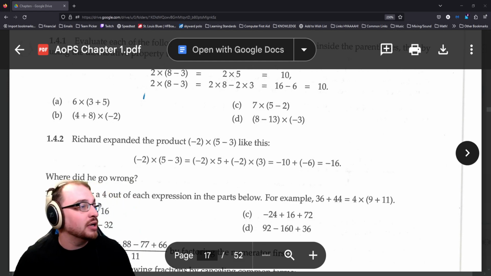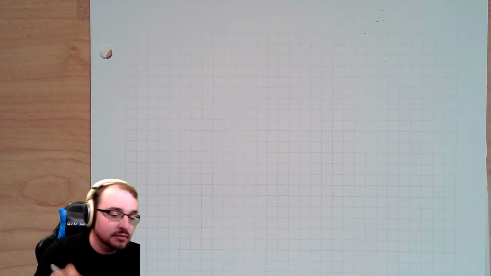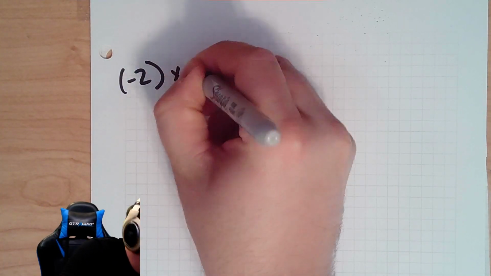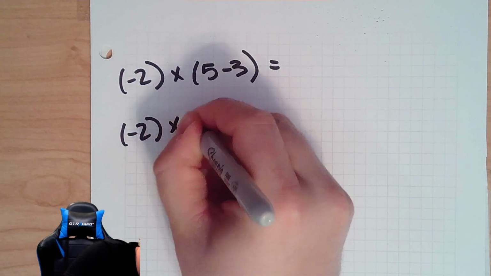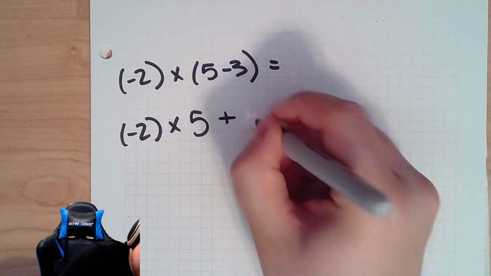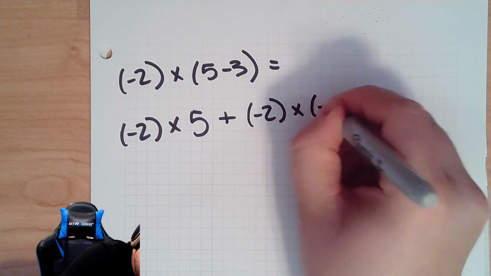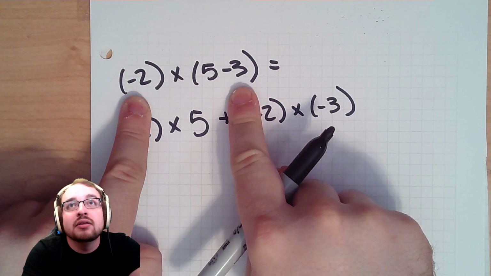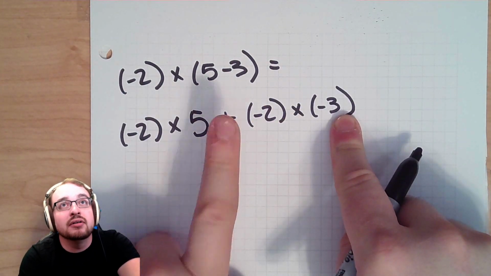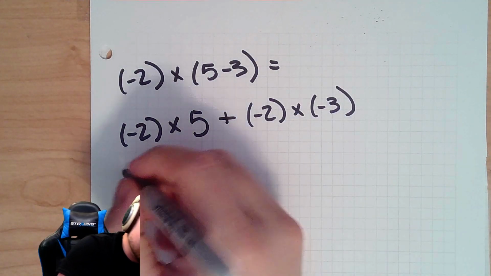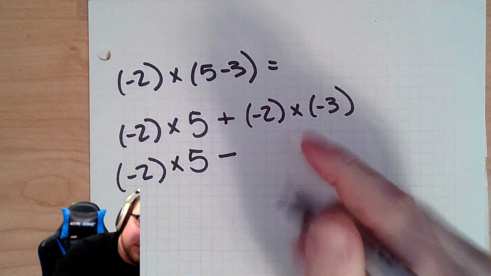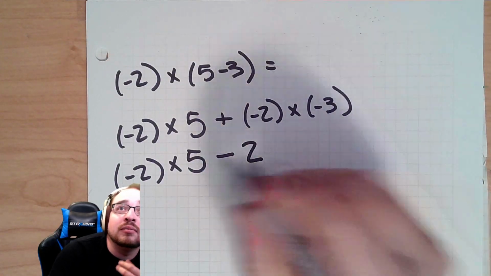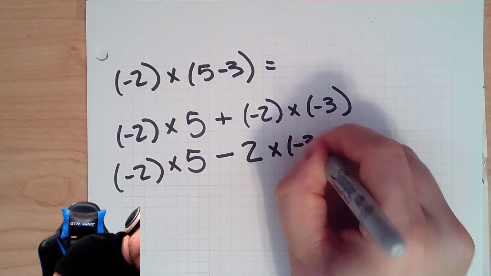Or he could have thought about it this way. So let me write this down real quick. We've got two options. You can think of negative 2 times the quantity of 5 minus 3 like this: negative 2 times 5 plus negative 2 times negative 3. Again, there's both our negatives, so we can't put a negative here. It's got to be a plus sign. Or you can think of it as negative 2 times 5 minus, we're getting the minus sign from the 2, times 2, or minus 2 times negative 3.